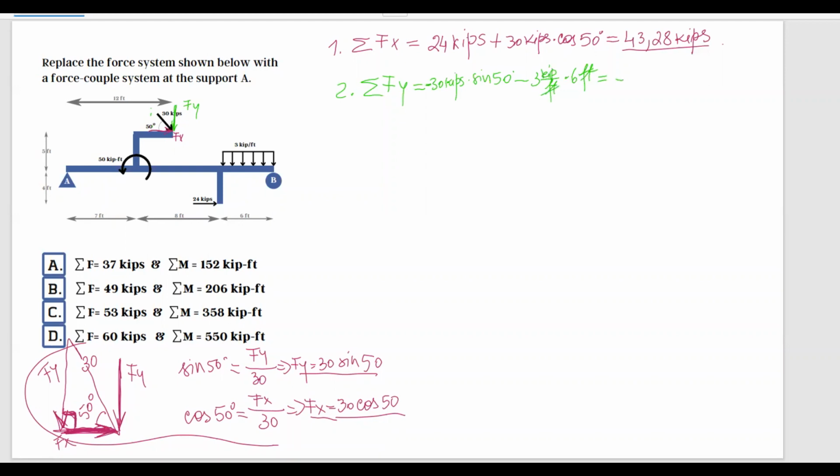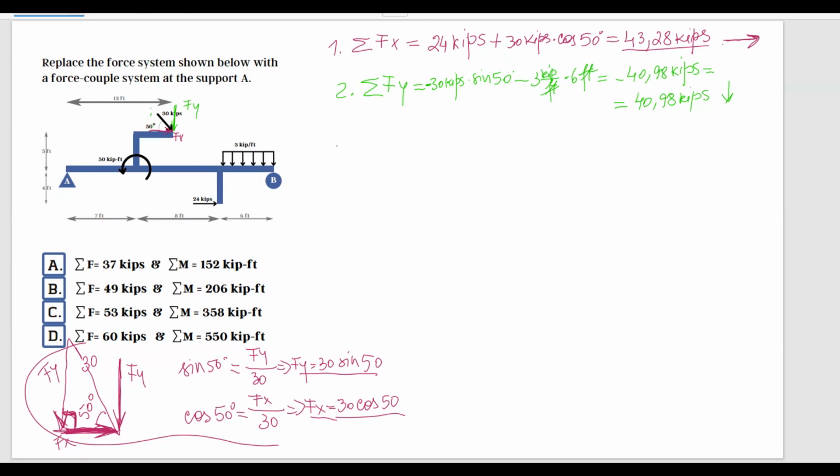So I'm going to get, let's see, 50 sine 30 multiplied, 18 plus. Sum of forces in the y direction, I get minus 40.98 kips. Or I can say 40.98 kips going downwards. And for the x forces, going to the right.